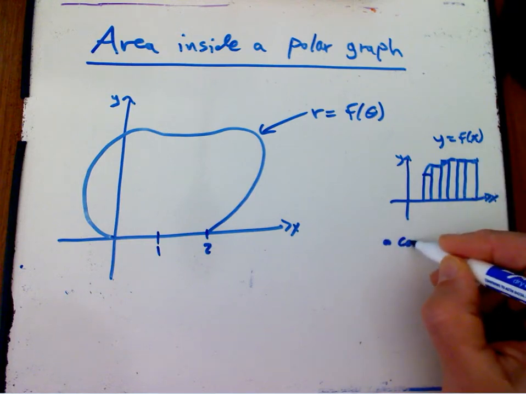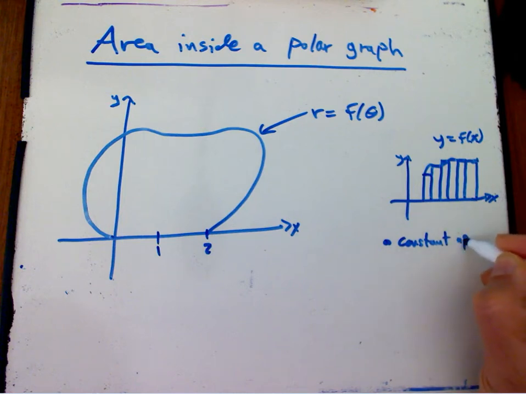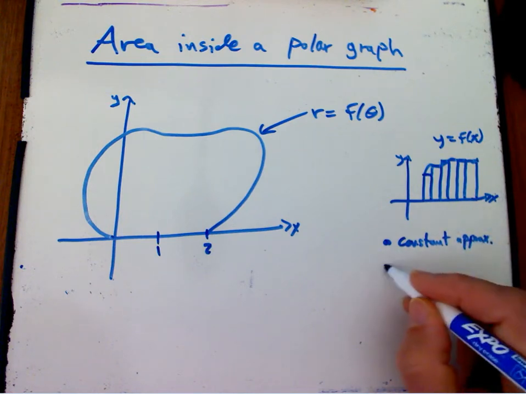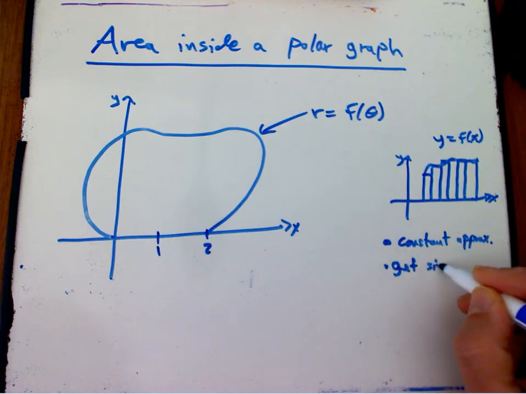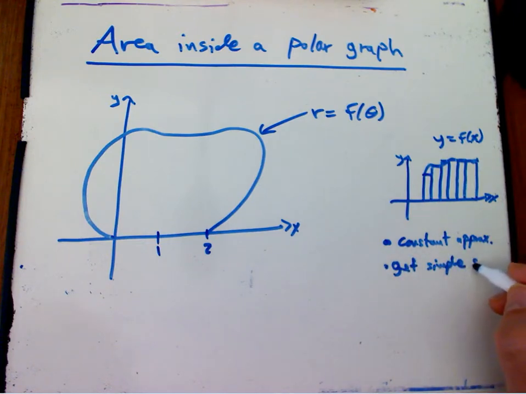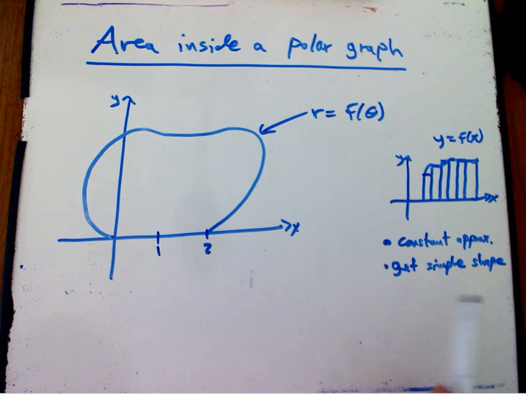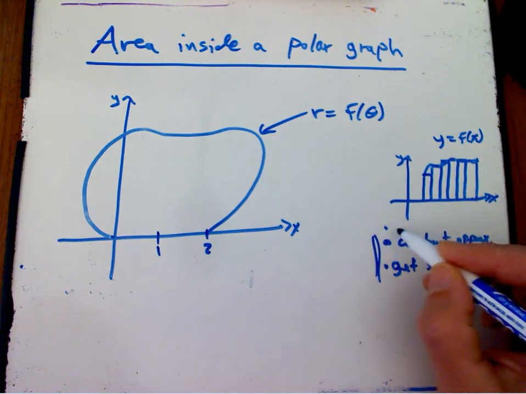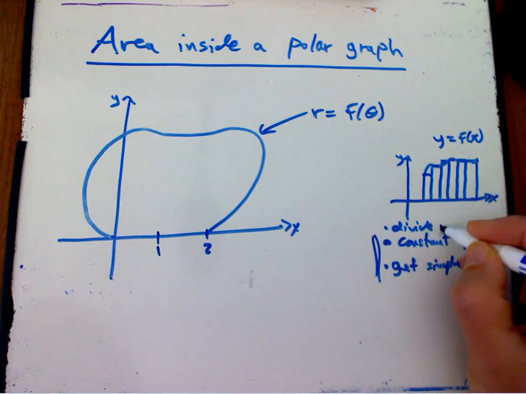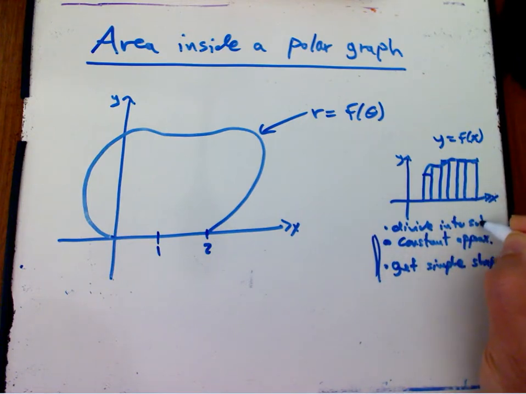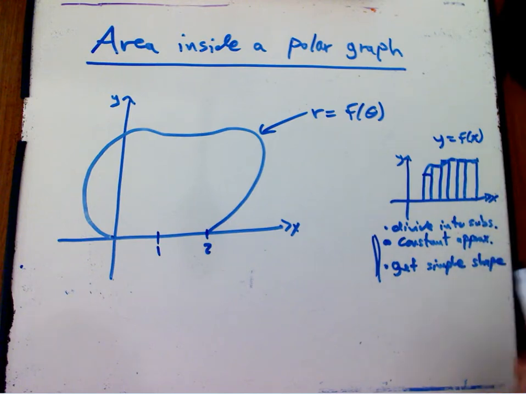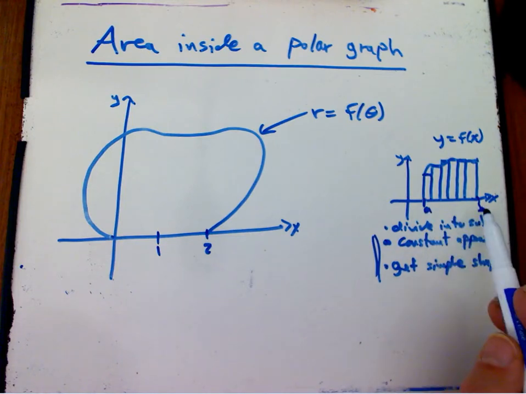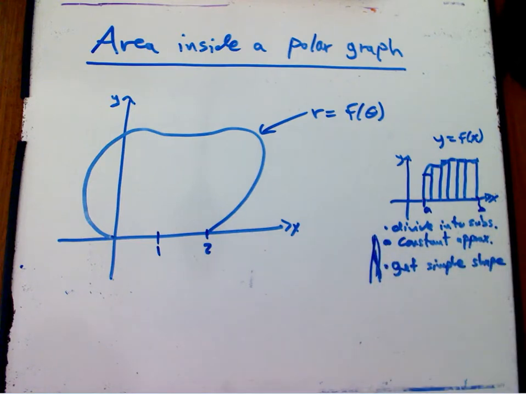So we're using a constant approximation just on each subinterval, and we get a simple shape. In that case, it was a rectangle, which is literally the simplest shape you can take the area of. But the same two strategies are going to work here. And I guess I should have said first, divide into subintervals. Divide the entire region of integration, and that's an interval in the independent variable, into a bunch of subintervals, and then do the constant approximation and the simple shapes on each subinterval.